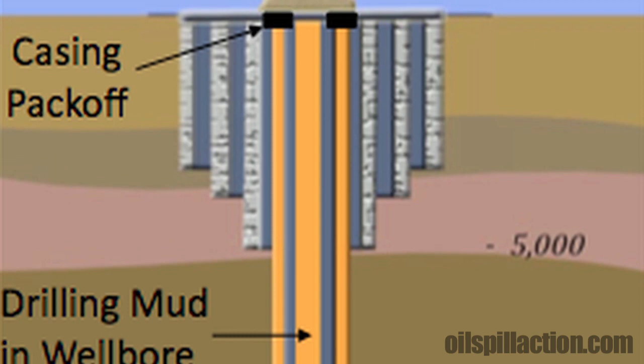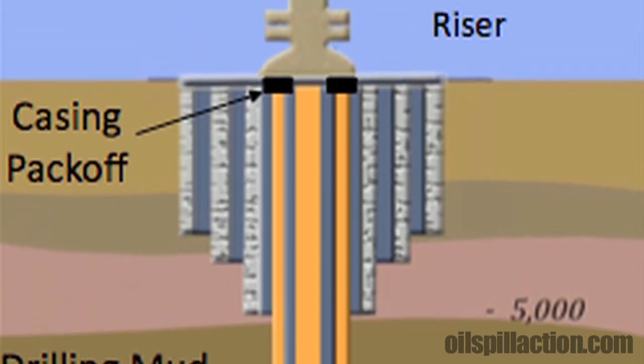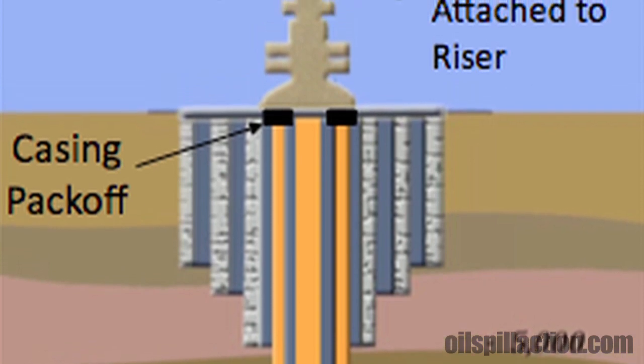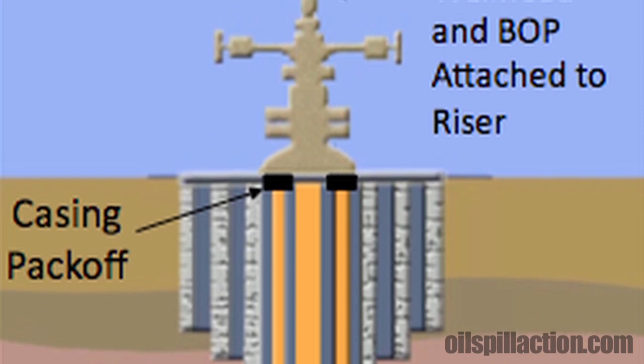At the bottom, you'll see the casing shoe or bottom plug. On the top, you'll see the wellhead and the blowout preventer, which is attached to the riser, which goes to the surface. This is the general layout of the well in this case.